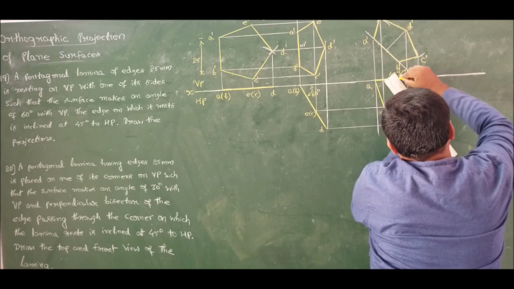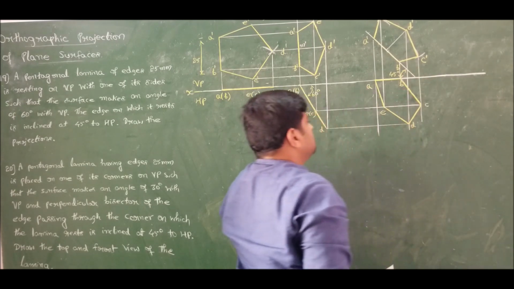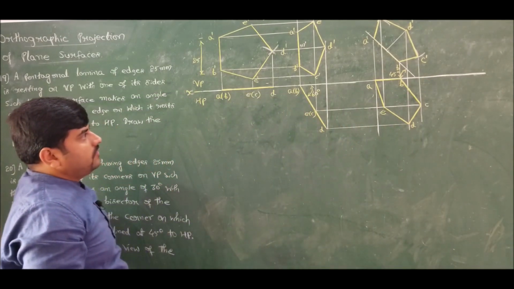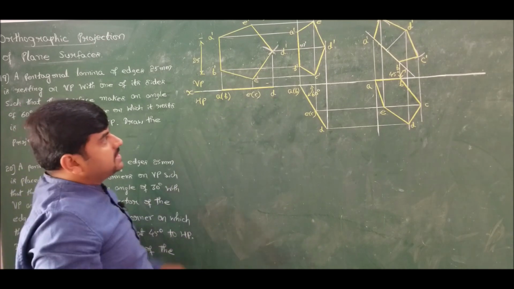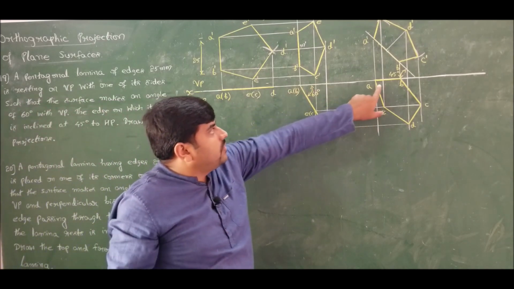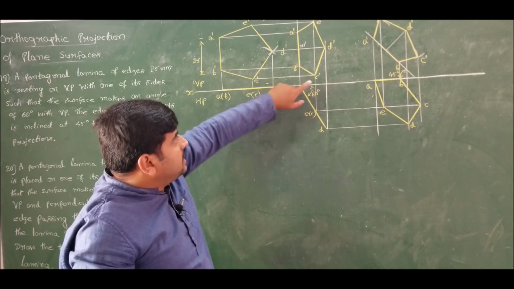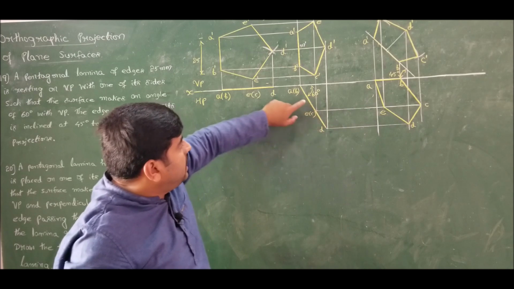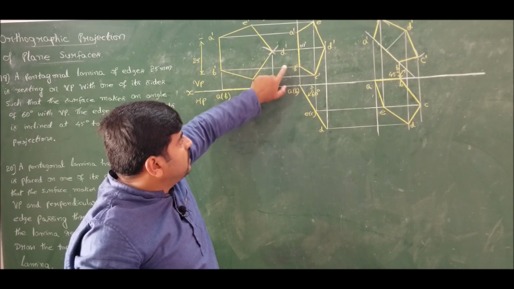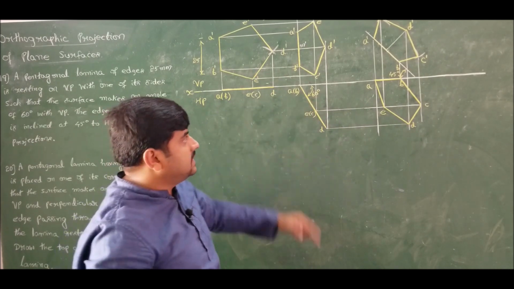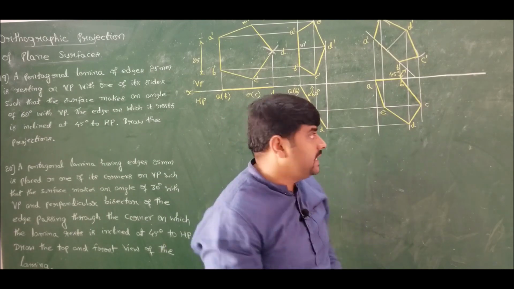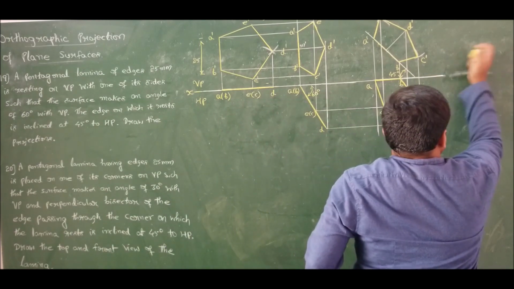and C to B. So this completes the required problem, wherein the pentagonal laminae is resting on VP with one of its edges, that is AB, inclined to the horizontal plane at an angle of 45 degrees, and the surface itself is inclined to the vertical plane at an angle of 60 degrees. This is the solution for problem number 90.